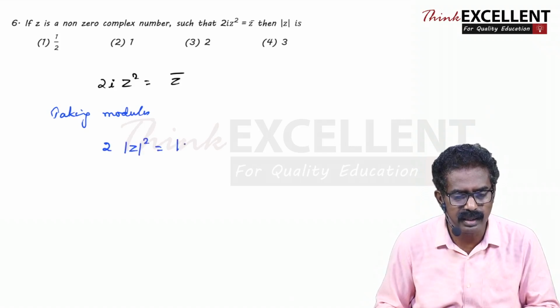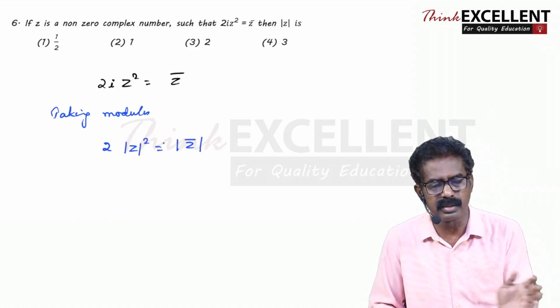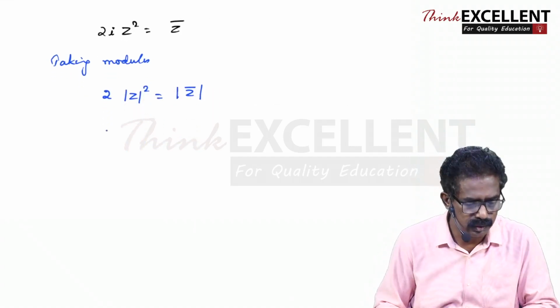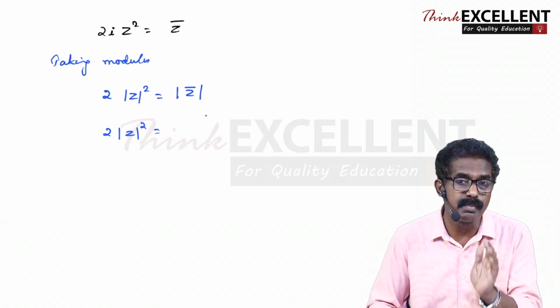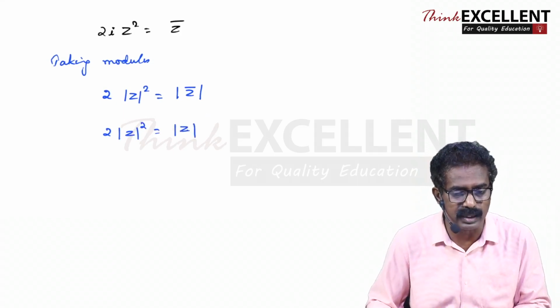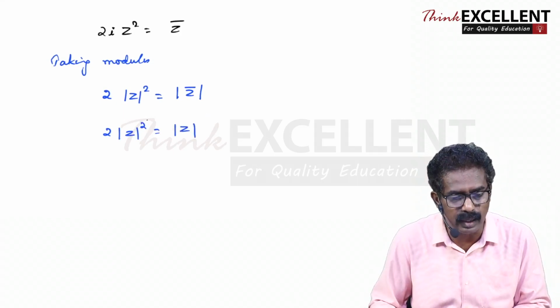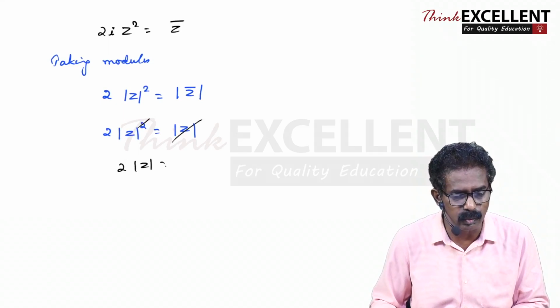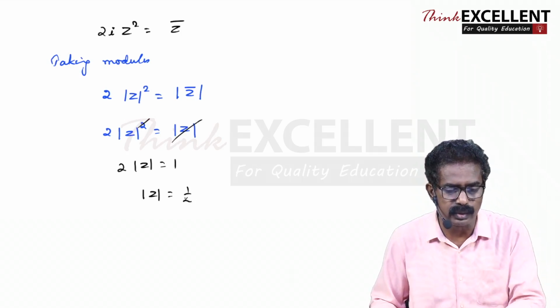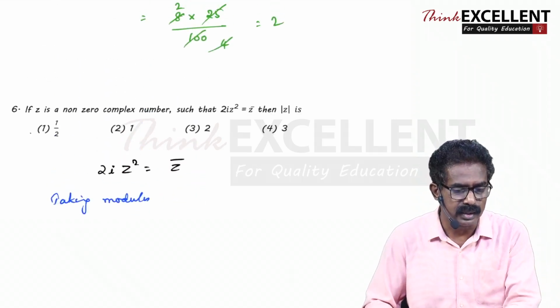Right side is modulus Z bar. We take modulus for every term. So 2 into modulus Z square is equal to modulus of Z bar, and modulus of Z bar and modulus of Z both are same. So cancel one time modulus Z. So 2 modulus Z equal to 1. So modulus Z is equal to 1 by 2, right? 1 by 2, that is option number 1.